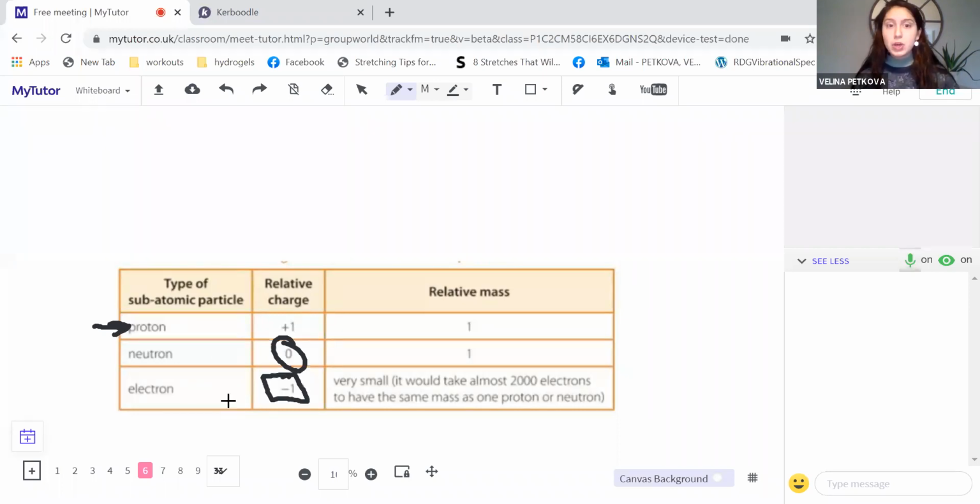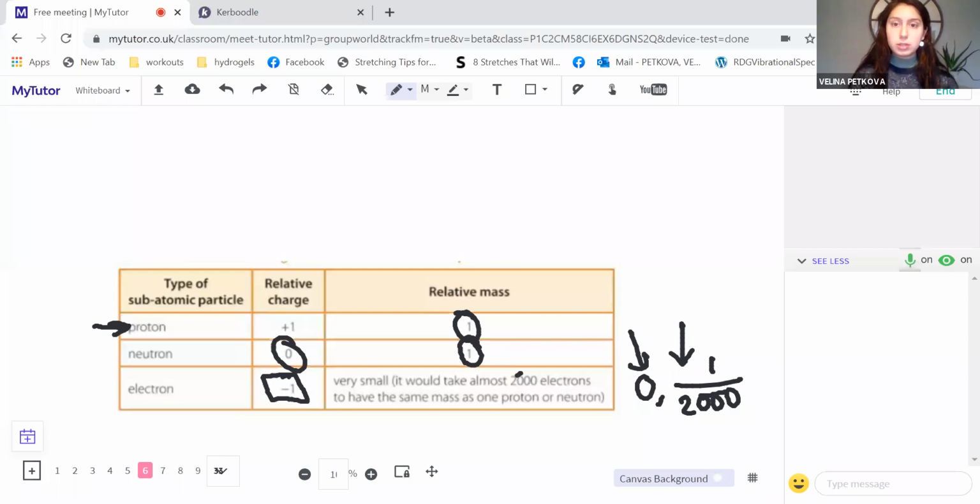Okay, so then the relative masses, they're slightly different. So your proton has a relative mass of 1, neutron has a relative mass of 1, and your electron is really, really tiny. And so we can say it's 0 or 1 out of 2000. Either one is correct. So you can say that the relative mass of an electron is 0 or 1 out of 2000. So it's a lot lighter than your protons and your neutrons.